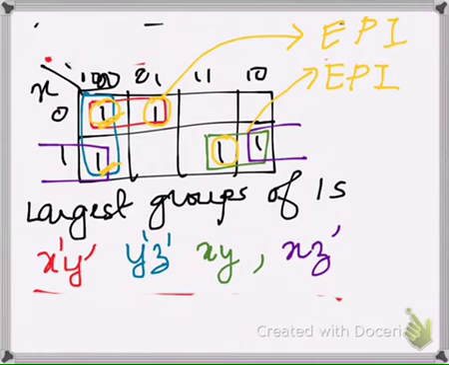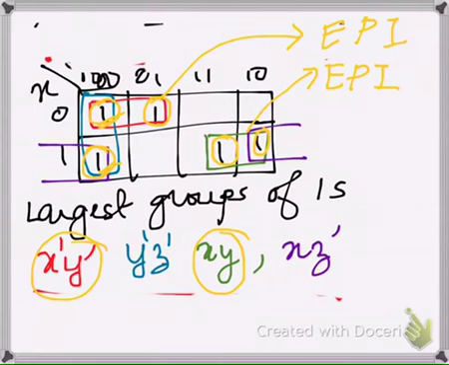What about the purple group? In the purple group, this one appears in two groups: it appears in the red group as well as in the purple group. Similarly, the one here appears in the purple group as well as in the blue group. So the purple group and the blue group are not essential prime implicants. Our essential prime implicants are the red group here and the green group. So these two are essential prime implicants.